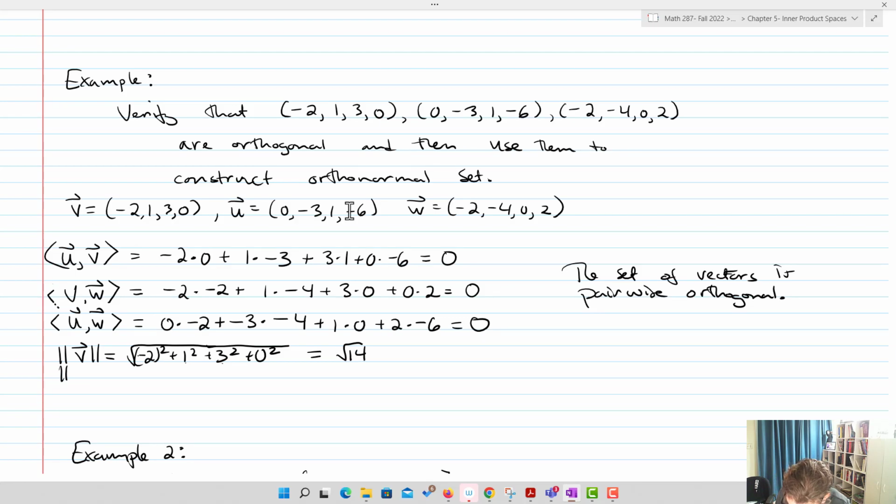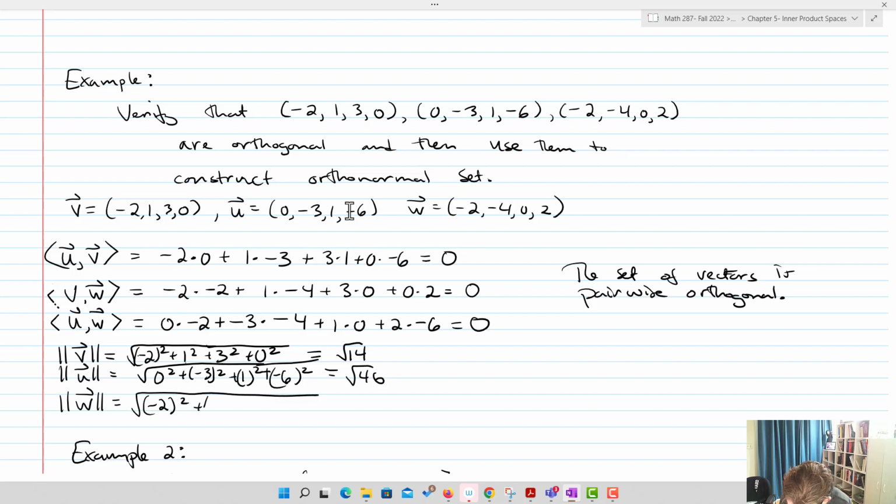The magnitude of u will equal the square root of 0 squared plus -3 squared plus 1 squared plus 6 squared plus -6 squared. And that'll end up equaling 9 plus 1 plus 36, so that's the square root of 46. And then the magnitude of w will equal the square root of -2 squared plus -4 squared plus 0 squared plus 2 squared. So that's 4 plus 16 plus 4, that's the square root of 24.